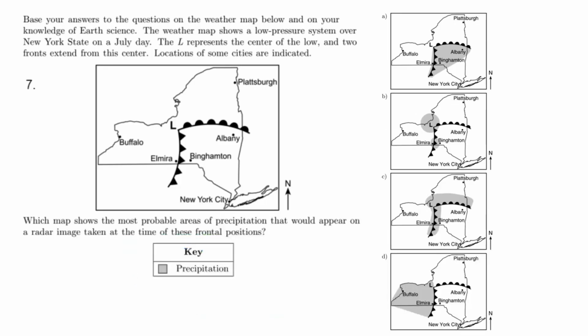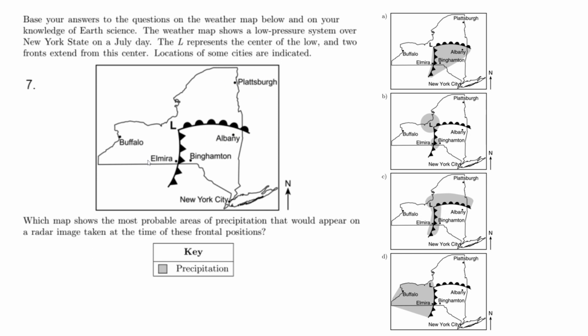Pause this video, try number 7. Base your answers to the questions on the weather map below and on your knowledge of earth science. The weather map shows a low pressure system over New York State on a July day. The L represents the center of the low, and 2 fronts extend from the center. Okay, we're going to talk more about low pressure systems in the future, but for now, you'll see that in a lot of low pressure areas, we have fronts around them.